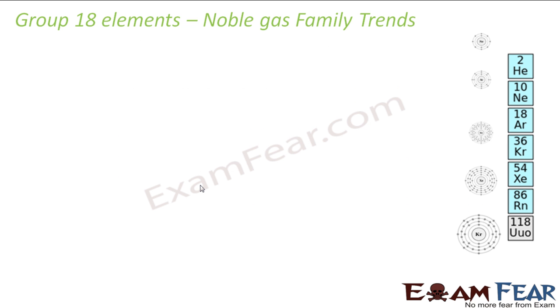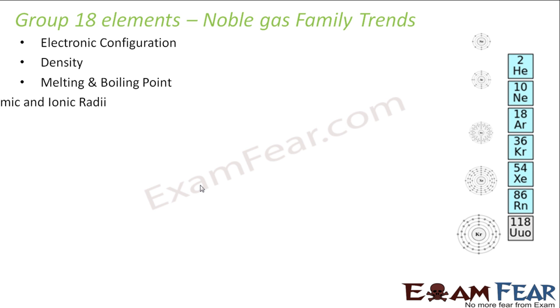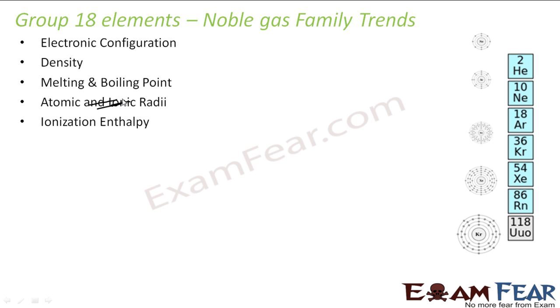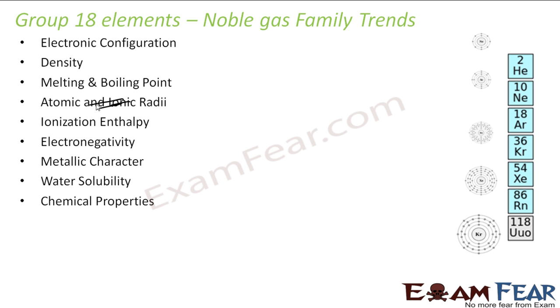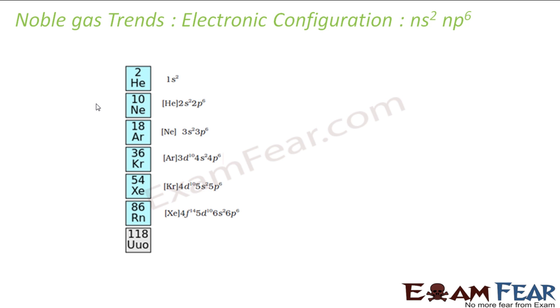Let's talk about some of the trends in the noble gas family. We'll talk about the electronic configuration, density, melting point, boiling point, atomic and ionic radii. In fact, there is no ionic radii here. We have just atomic radii, and that is van der Waals radii. The electronegativity, metallic character, water solubility, chemical properties. Let's start with the electronic configuration.